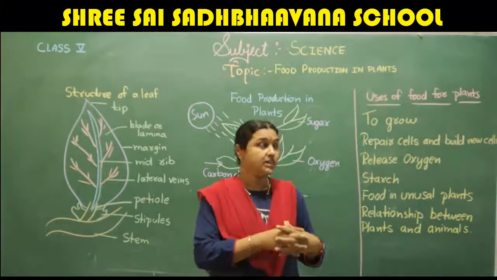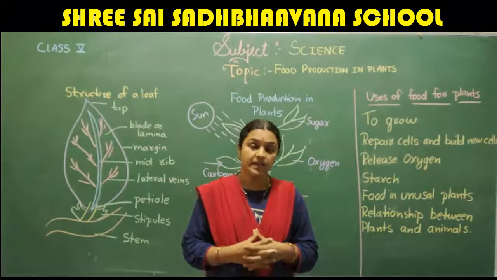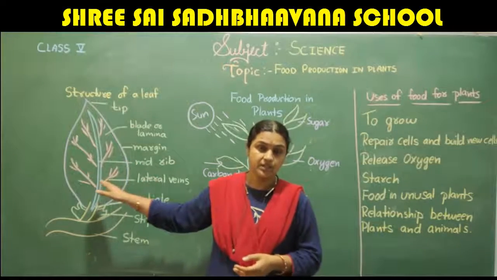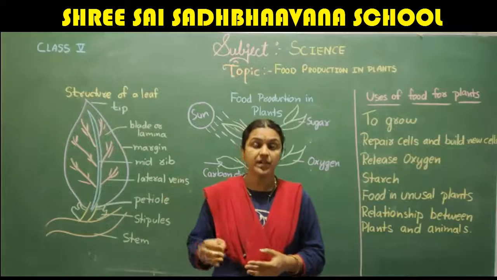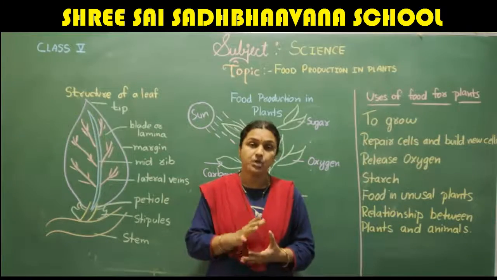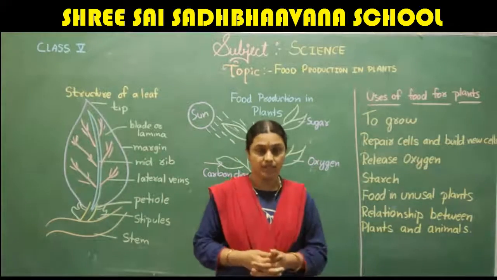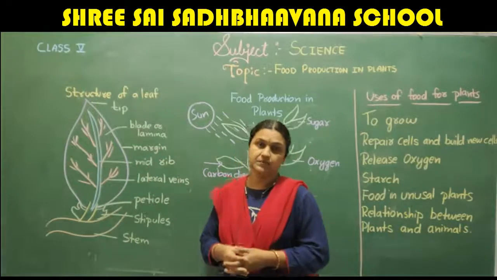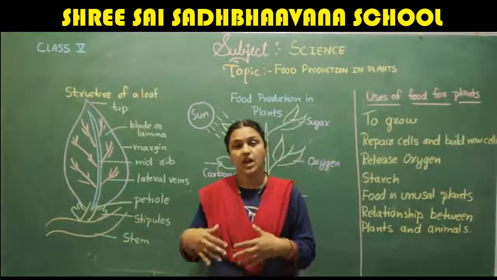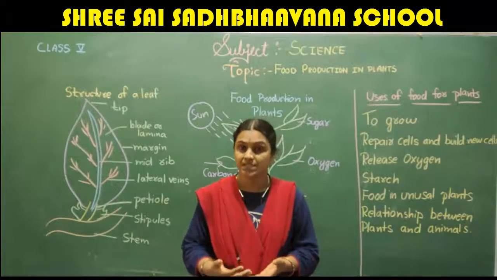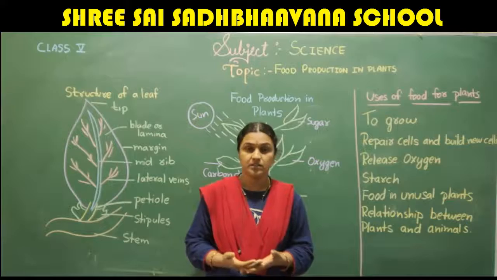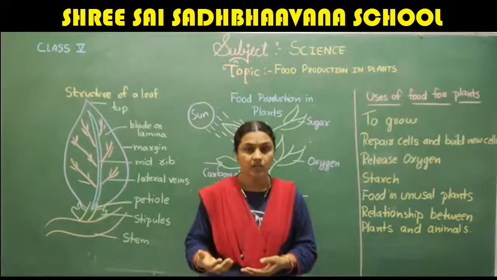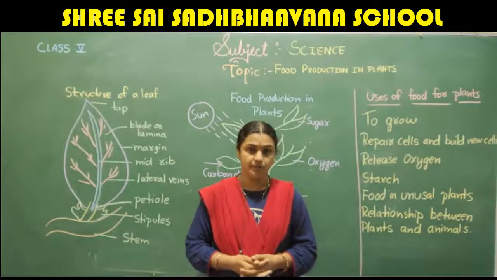Before we understand the food production in plants, it is important to know the structure of the leaf, because the leaf is an essential thing in producing the food in a plant. So children, look at the structure of the leaf. You have seen leaves, they are different in shape, different in size, different in color. But the leaf is the most important thing in a plant to prepare the food.